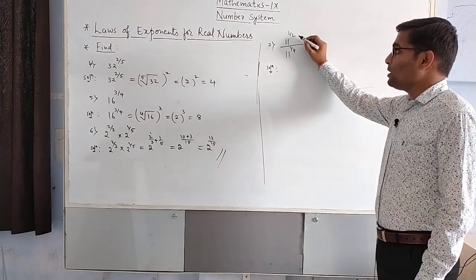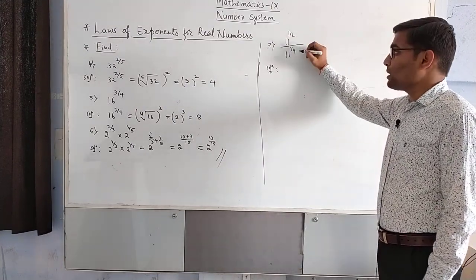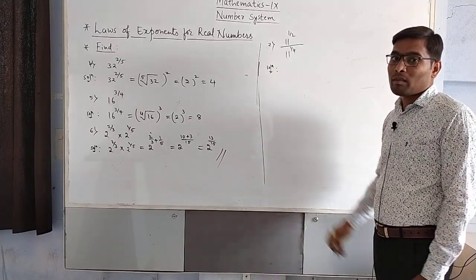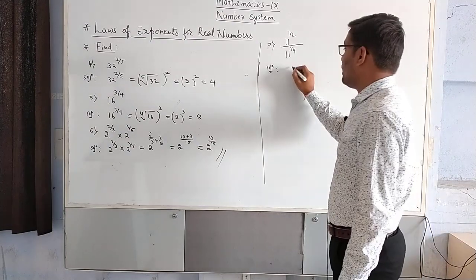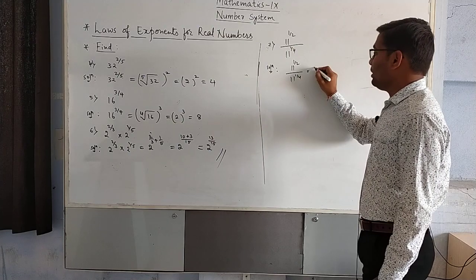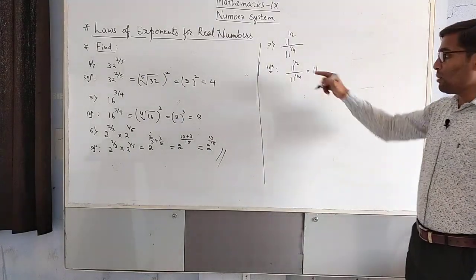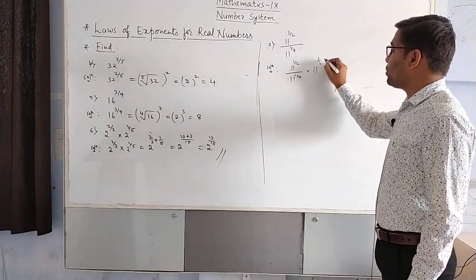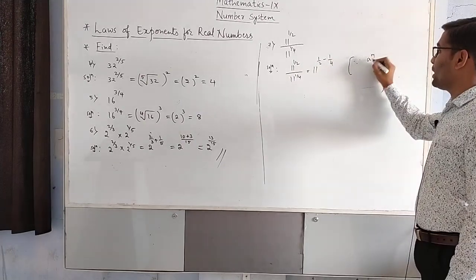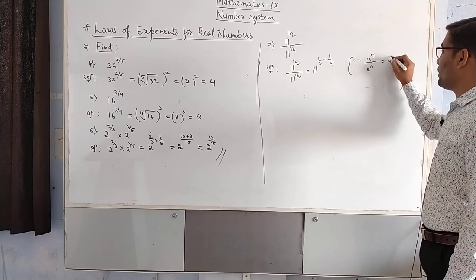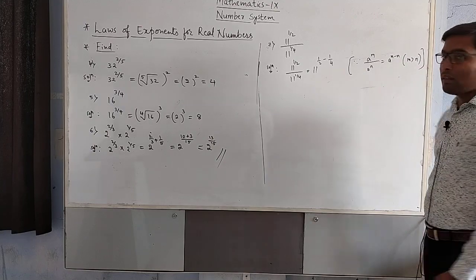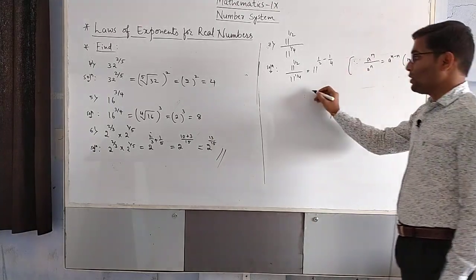Here 1 by 2 is greater than 1 by 4. Therefore we can use the third law of exponent, that is m minus n. So let's write the given problem first as it is. Here we know that 1 by 2 is greater than 1 by 4, then we can write 1 by 2 minus 1 by 4. Here we have used the formula a to the power m divided by a to the power n equals a to the power m minus n, where m is greater than n. This law of exponent we have used over here.